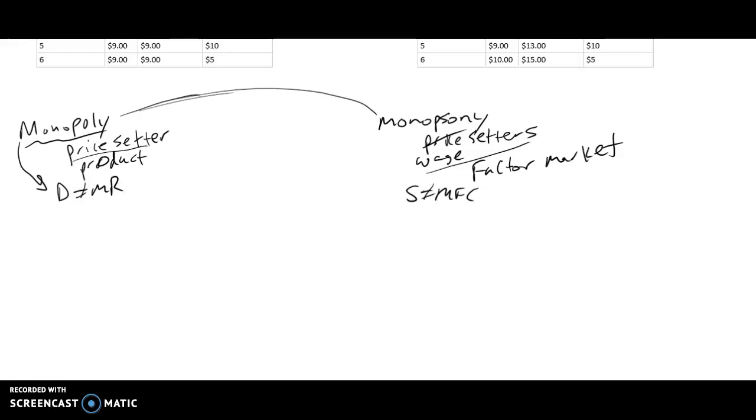And then once we know how to do that, we can compare a perfectly competitive factor market with a monopsony, or a perfectly competitive product market with a monopoly product market.